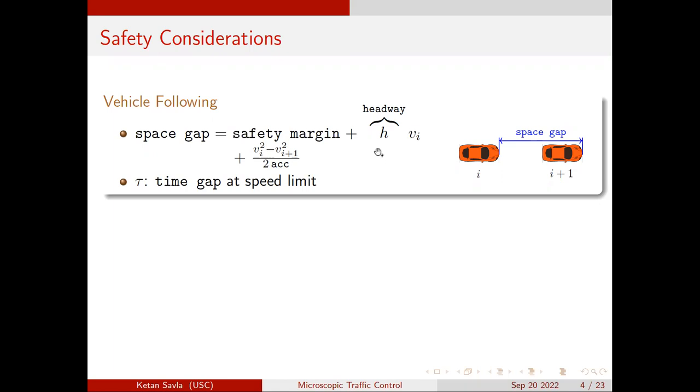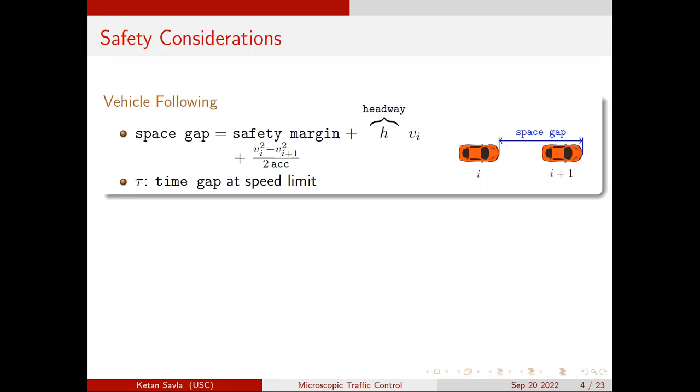There are many low-level controllers in the literature that use this as a reference trajectory, a reference gap that they want to achieve. There is also some evidence that humans tend to follow a similar kind of gap when following in traffic. So that's the space gap that we're going to assume has to be followed by all the vehicles. A special case of this is when all the vehicles are moving at free flow, so at the speed limit. In that case, the last term disappears, and the space gap is the safety margin plus h times the speed limit. Okay, so that's the space gap.